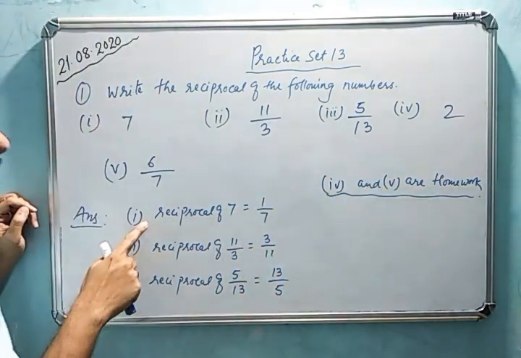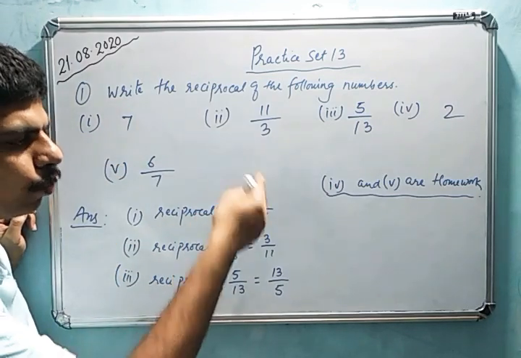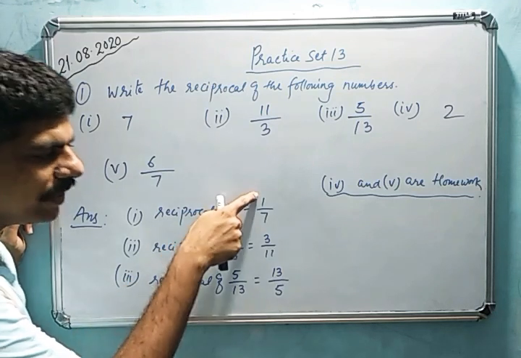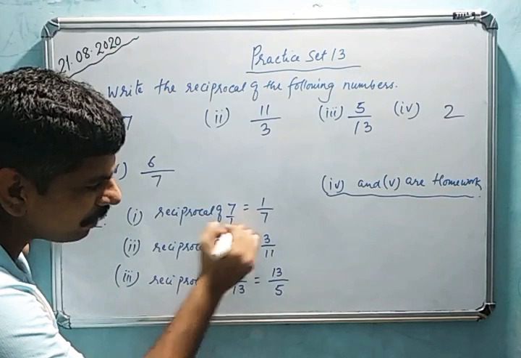Now look at the first one. Number is 7. So the reciprocal of 7 is 1 upon 7. How did we get 1 here? I have told you already that 7 can be written as 7 upon 1.